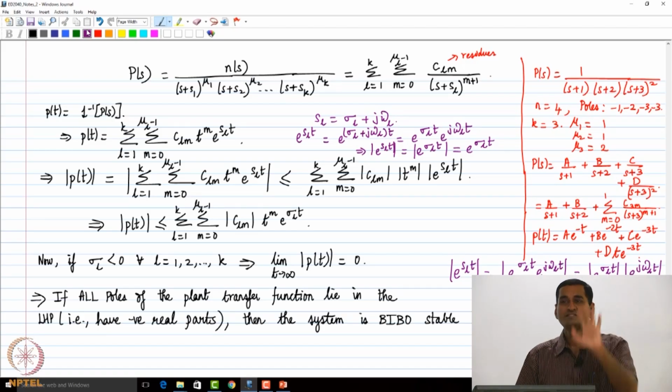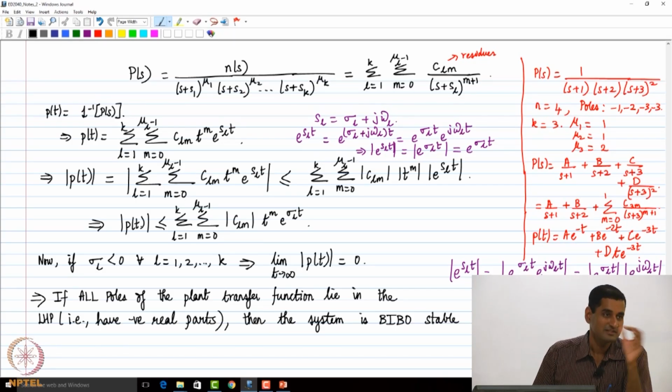Let's say one pole is in the right of the complex plane, so sigma L is greater than 0. What will that imply? I will only be able to conclude that the magnitude of y of t is less than or equal to infinity. That doesn't help me. That doesn't tell me it's unstable, right? Zero is also less than infinity, and any other positive number is also less than or equal to infinity. So it really doesn't help me.